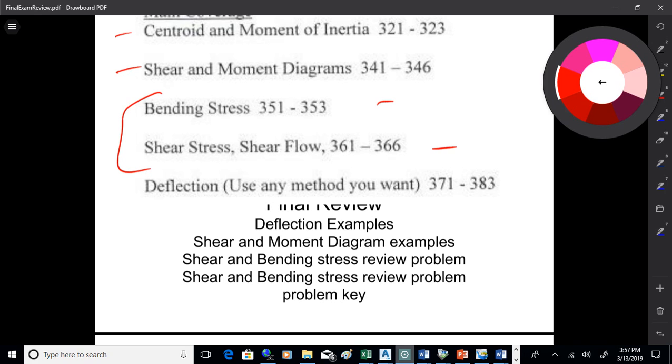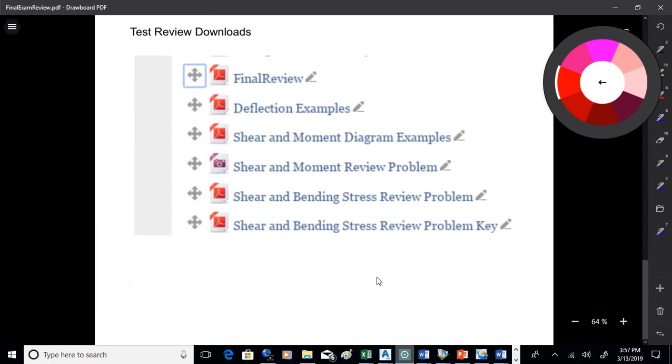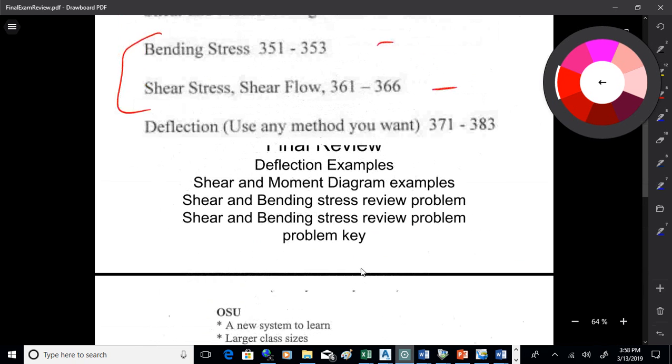Now, there's a number of examples up in Moodle. So there's some deflection examples, there's shear and moment diagram examples, and then there's a shear and bending stress review problem and a key for it. I've just handed out the problem here in class, or did I give that to you? Yeah, okay. So in Moodle, it looks something like that. So if you can download those and have a look and see what some of these examples are about. They cover the material that we've been going over since the last midterm.